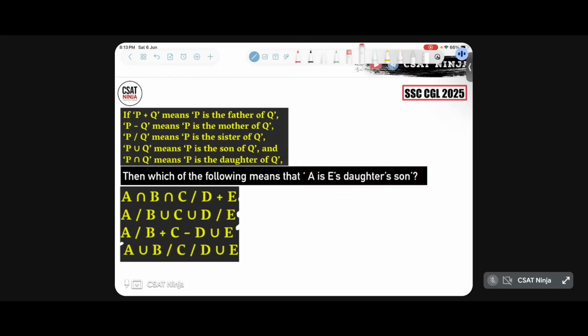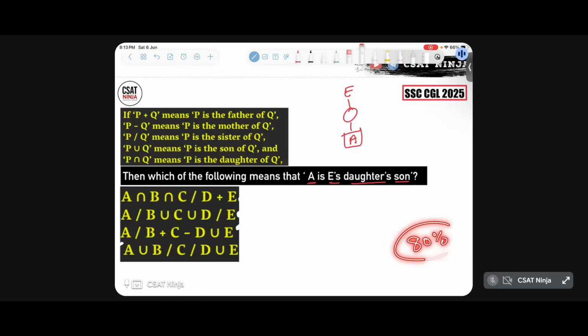So what you need to do is write down first what is given in the question. First thing: A is E's daughter's son. That means E's daughter's son is A. E has a daughter and her son is A, which gives me an idea that the gender of A is male. So that's key number one. Most of the questions you can solve just by this. After decoding what is asked, the next step is to apply option elimination.